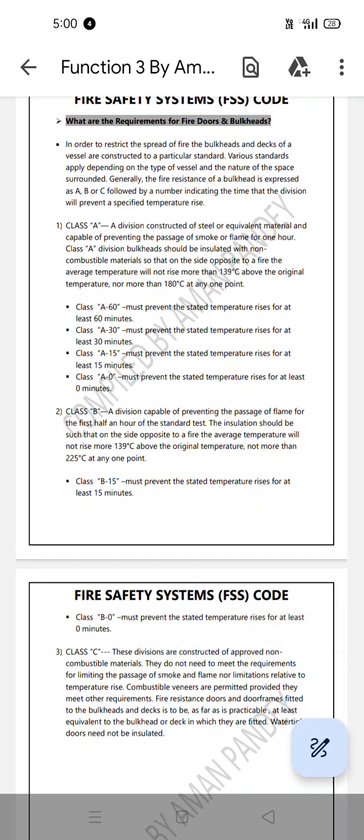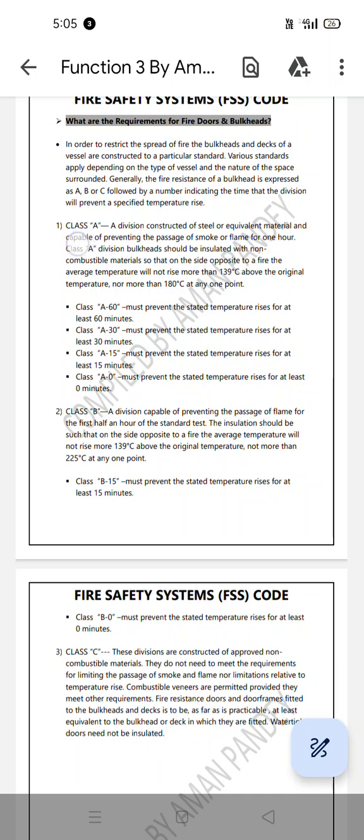In order to restrict the spread of fire, the bulkheads and decks of vessels are constructed to a particular standard. Various standards apply depending on the type of vessel and nature of the space around it. Generally, the fire resistance of a bulkhead is expressed as A, B, or C, followed by a number indicating the time the division will prevent a specified temperature rise.